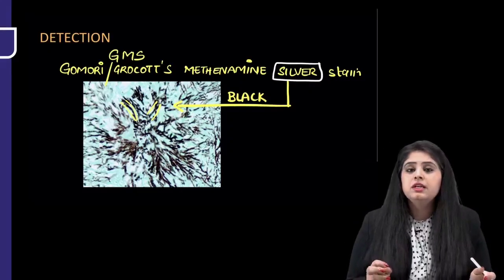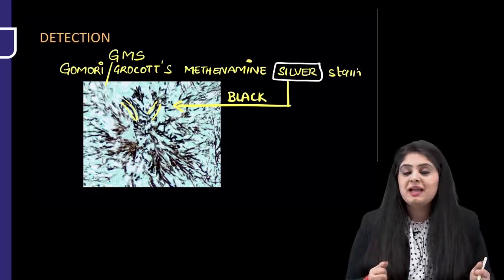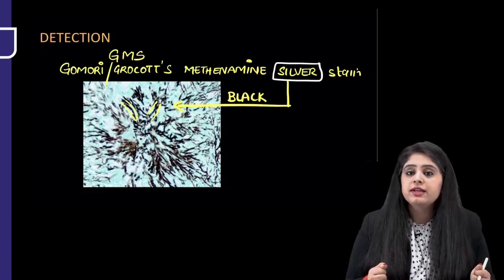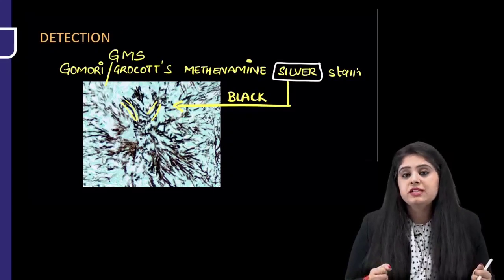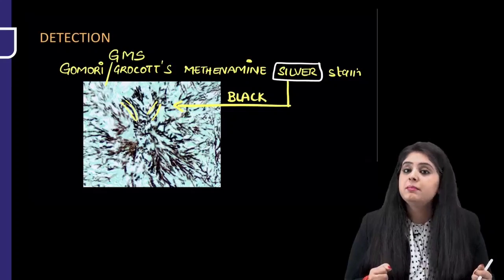Let me do a very quick recap. Do you remember in your pathology lectures, in melanin, have you done a melanin stain? M for M, melanin, Masson Fontana silver stain. Again, Masson Fontana silver stain gave what color? It gave a black color.